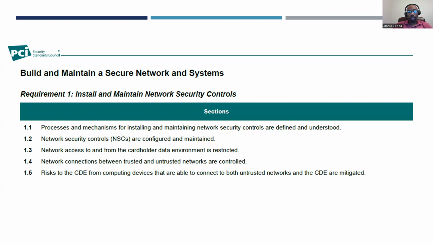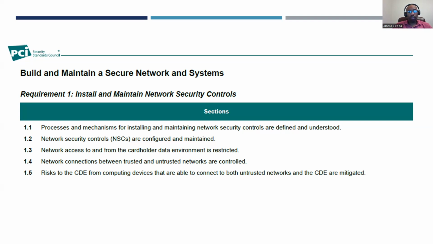Section 1, requirement PCI 1.4. We have network connections between the trusted and the untrusted networks. We want to make sure that is controlled. We don't want people from the internet accessing your trusted network.